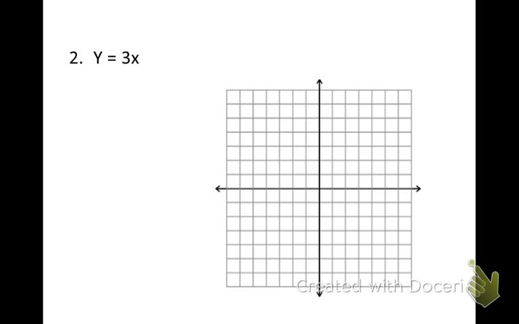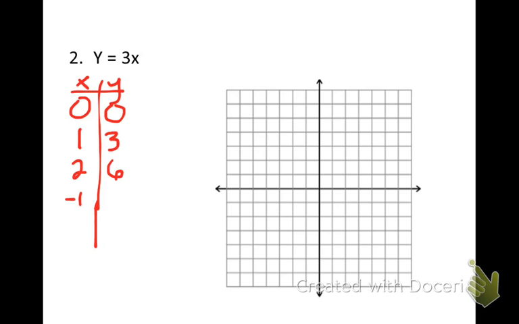Okay, the next one, again, it's already in the form y equals, so we just need to make our xy table. I like to choose 0. 3 times 0 is 0. Choose a 1. 3 times 1 is 3. A 2. 3 times 2 is 6. If I want to choose a negative number, I would get negative 3. You don't have to have that many, but you could.